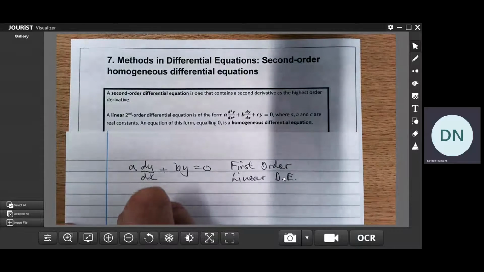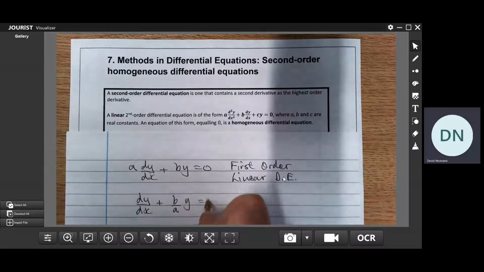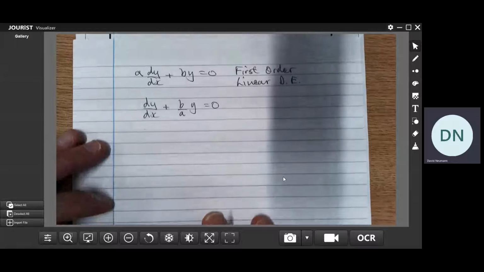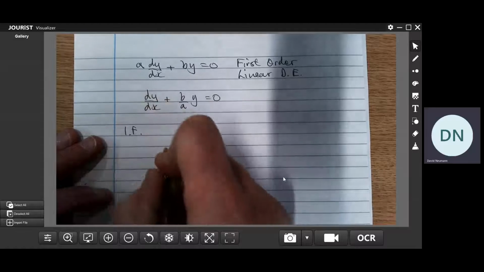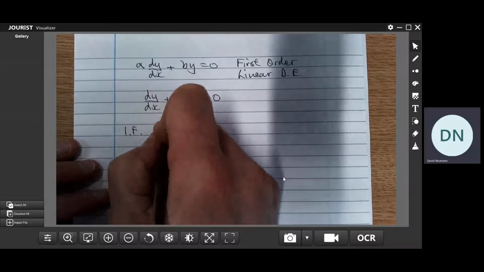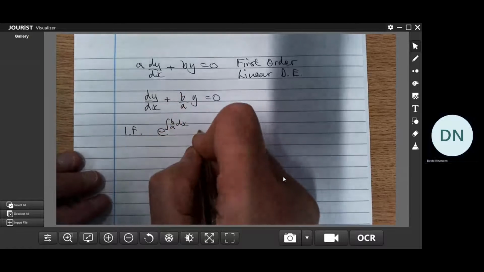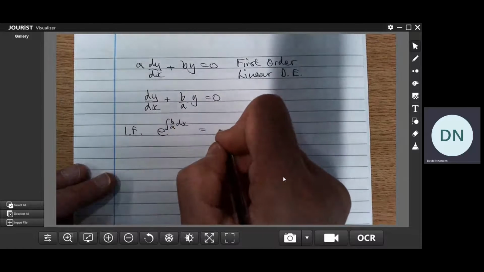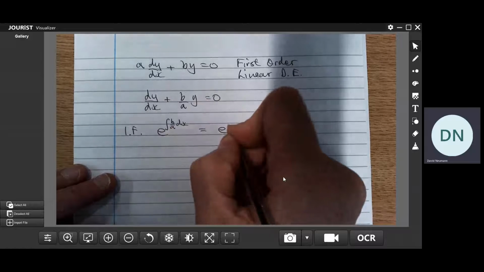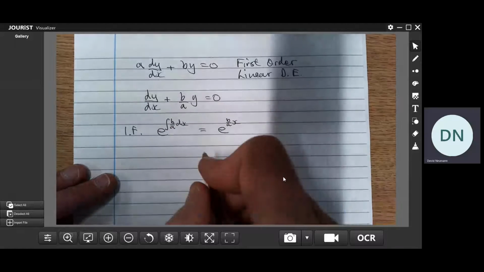So I'm just going to divide through by a, and we're going to get dy by dx plus b over a y is equal to 0. And then if we're using an integrating factor with this, our integrating factor will be e to the integral of b over a dx. Well, when we integrate the constant b over a, we're going to get b over a x.